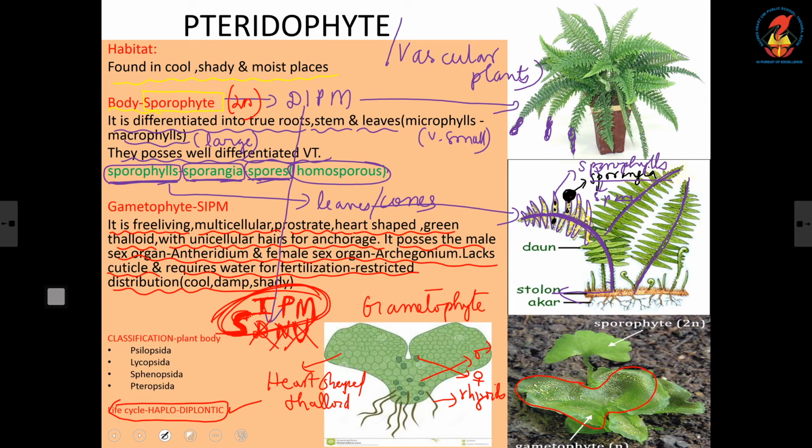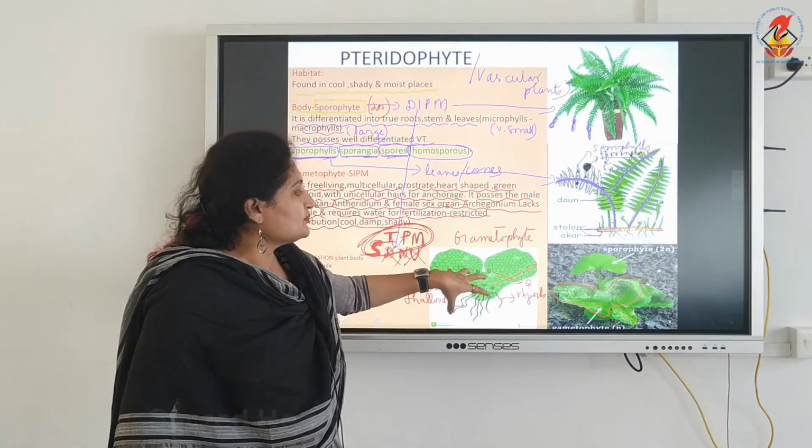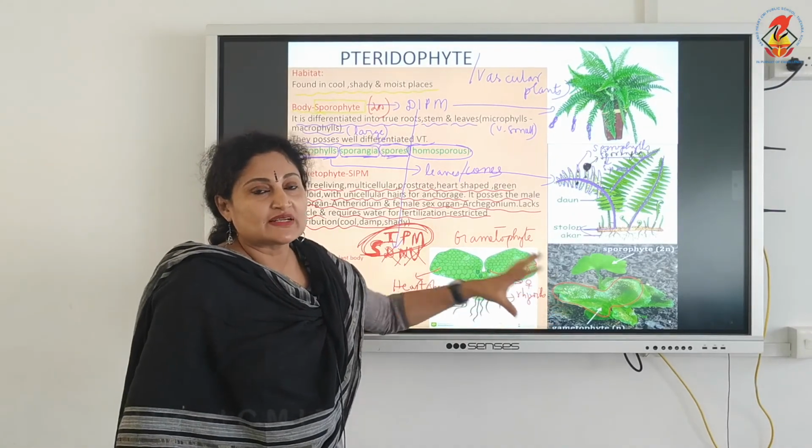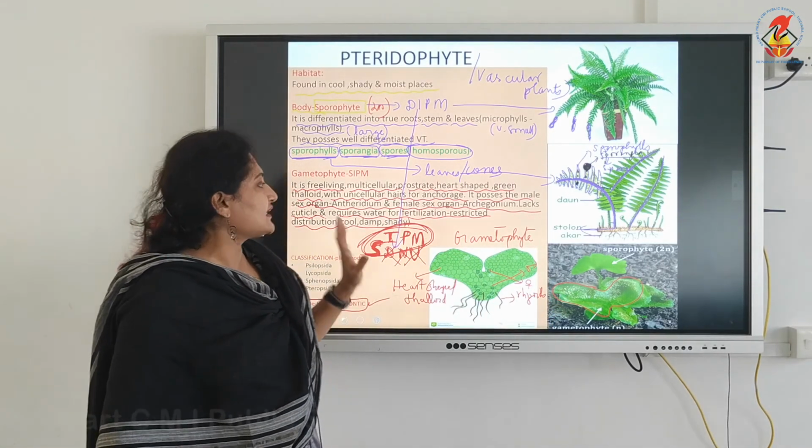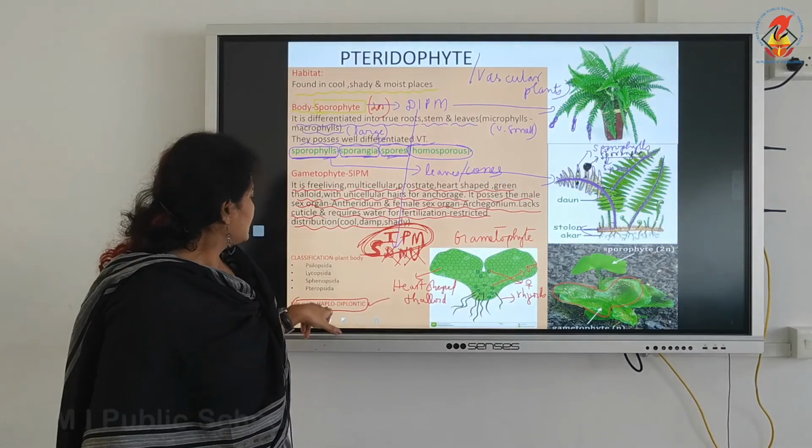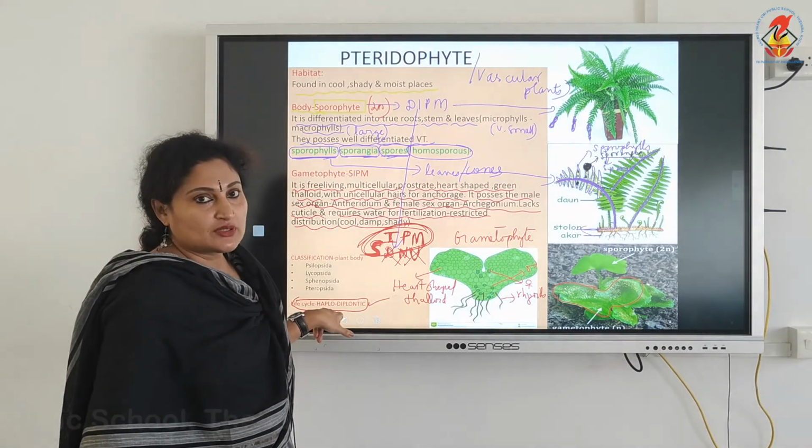It is not found everywhere. It is very restricted. These conditions should be favorable. It should be moist, it should be damp, it should be shady, it should be cold. Then only it will survive. The gametophyte, I am reiterating, we should not get misled or misunderstand this to be a bryophyte. It looks like a bryophyte, but it's a gametophyte of the pteridophyte. Clear? And I justified why it's haplodiplontic.